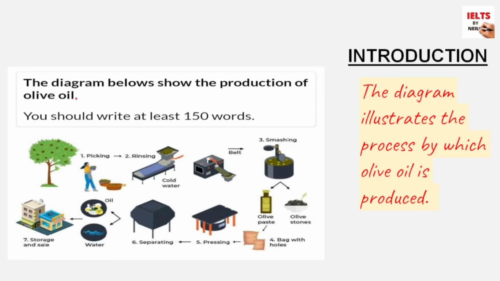So let's see how we can paraphrase this question statement. Okay, so the diagram will be the diagram. Below we don't have to write because in the answer sheet there's nothing going to be below. Shows the production. Now we can change this whole thing by olive oil is produced. So let's see what the introduction looks like. The diagram illustrates the process by which olive oil is produced. Very simple. It's just a paraphrase of this statement, nothing fancy. You have to be very simple and very clear. Do not write anything much extra in your introduction.